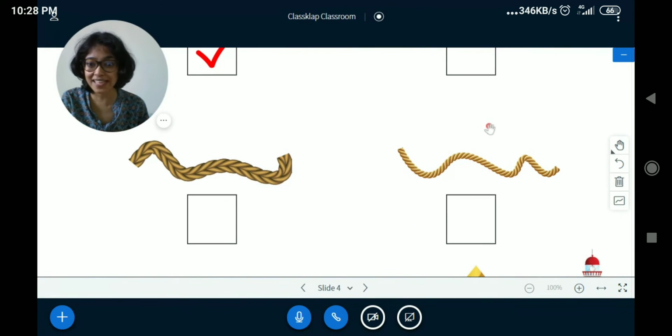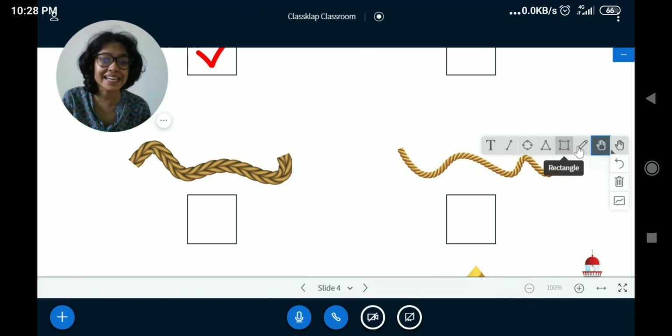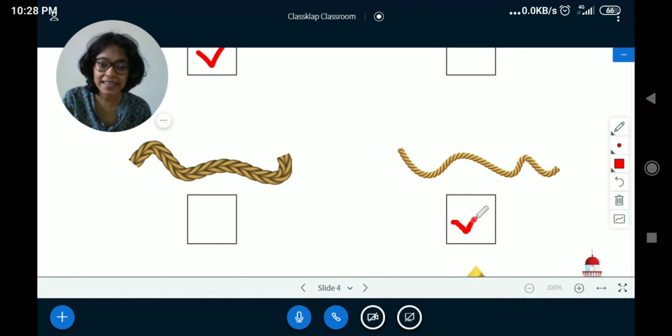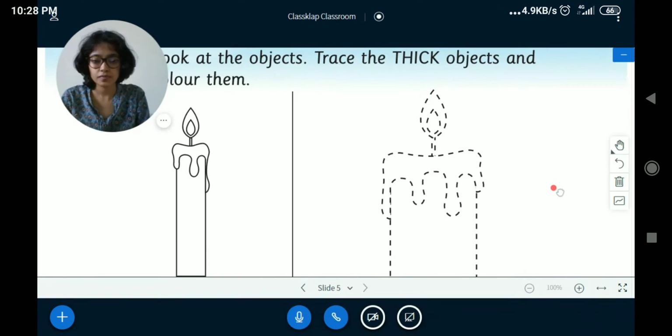And what do we have next? These are two ropes. Is this the thin rope? No. This is the thick rope. Is this the thin rope? Yes. This is the thin rope. So we will have to tick it like this. That was fun, wasn't it?